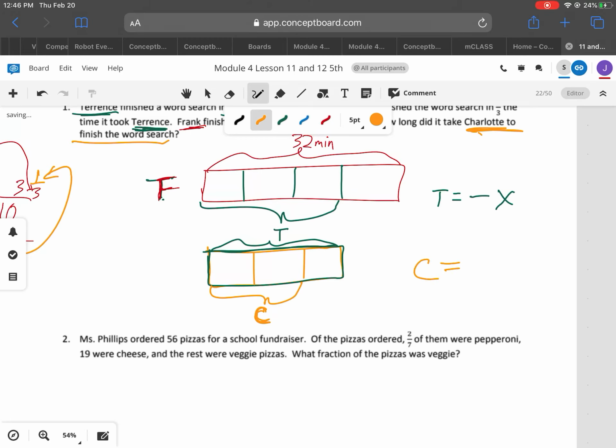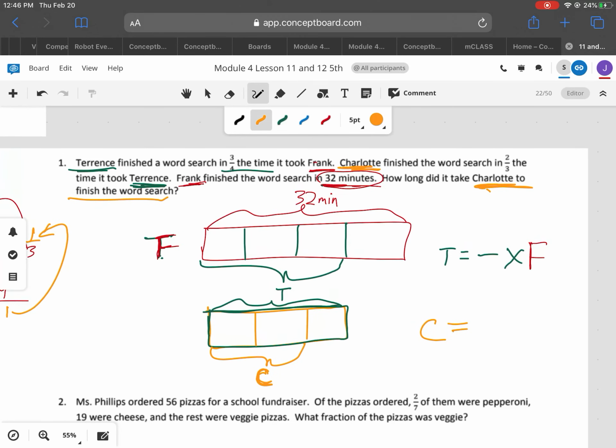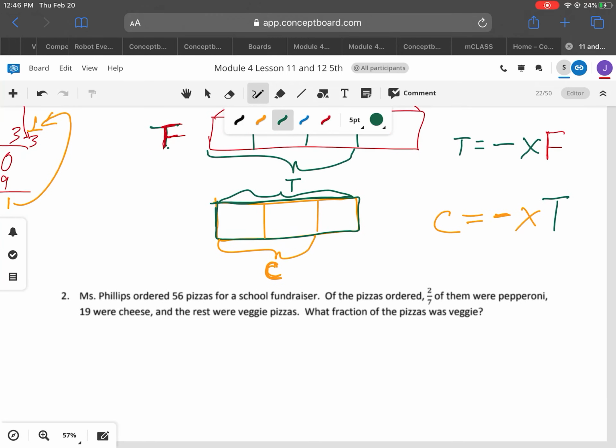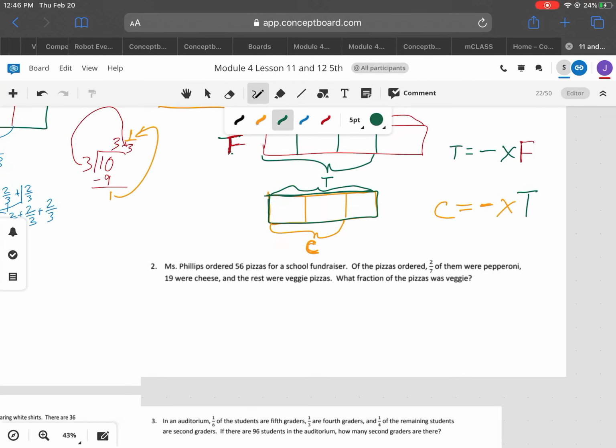So once we get our answer, we're going to find Charlotte by multiplying a fraction times a whole number times Terrence. Alright, I know I didn't figure it out for you, but that's your job. If I do it for you, then I'm doing your homework.